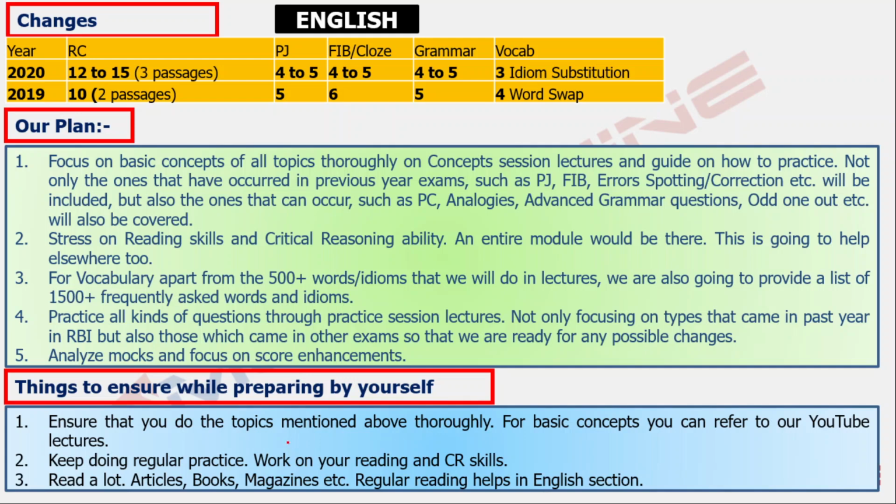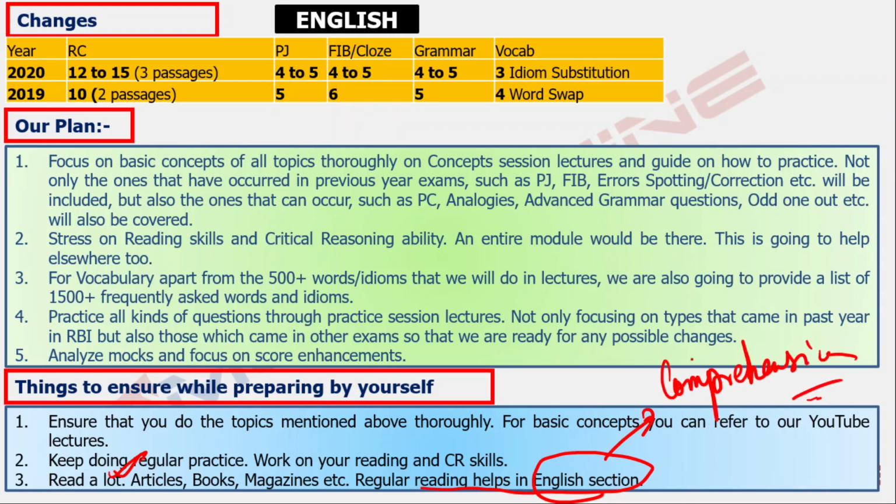Then keep doing regular practice. Work on your critical reasoning skills. It's going to be very, very handy in both English and reasoning. And finally, read a lot, my friend. There is no substitute for reading a lot. Articles, books, magazines, and regular reading help in the English section as well as your overall comprehension.